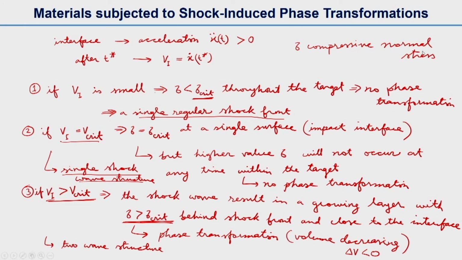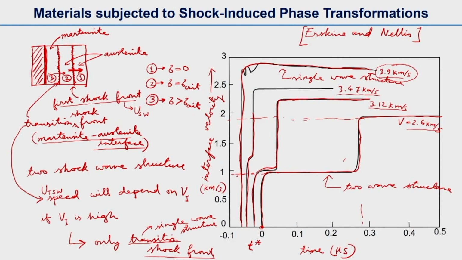Now if sigma is greater than sigma critical, that will give us a two wave structure. But if the impact velocity is very high, then the interface velocity is high, and the transition shock front will dominate, and eventually we get a single wave structure, that is, only the transition shock front. That is all for today.